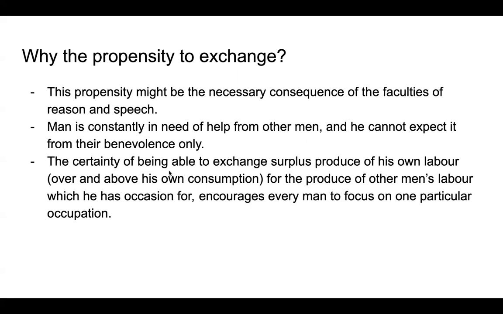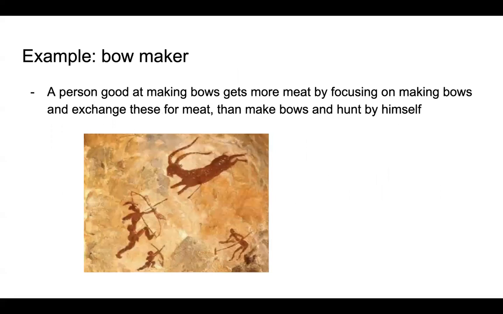And yeah, lastly, the certainty of being able to exchange the surplus produce of his own labor for the produce of other men's labor, which he needs, encourages every man to focus on one particular occupation. And he mentioned the example of a bow maker, a person good at making bows, who will probably get more meat by focusing on making bows and exchanging the extra bows for meat rather than making bows and hunting by himself.